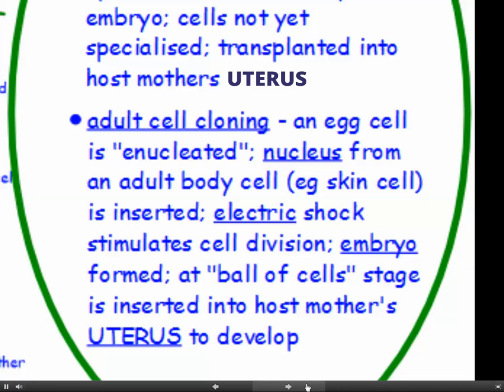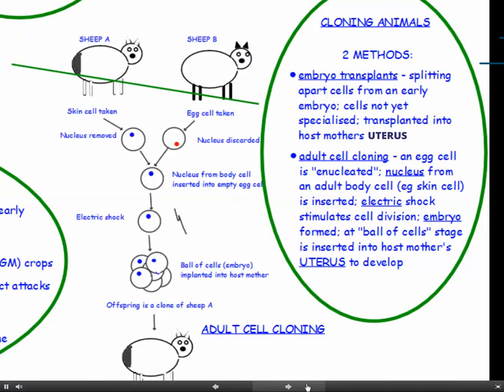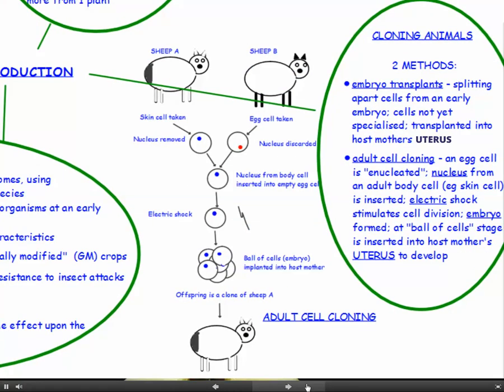Now, an electric shock will stimulate that egg cell to start dividing, and after several cell divisions, an embryo is formed. This is a ball of cells, and at this stage it's inserted into the host mother's uterus. Again, you've got to say the word uterus, to develop. So here's adult cell cloning.